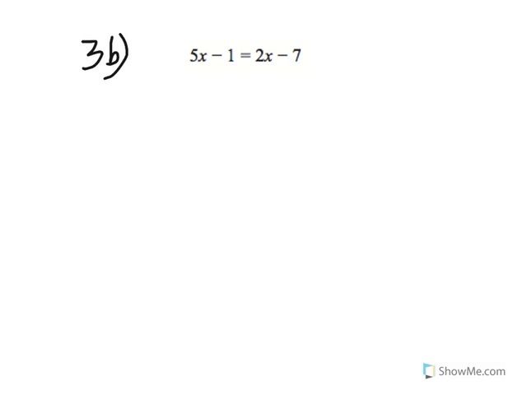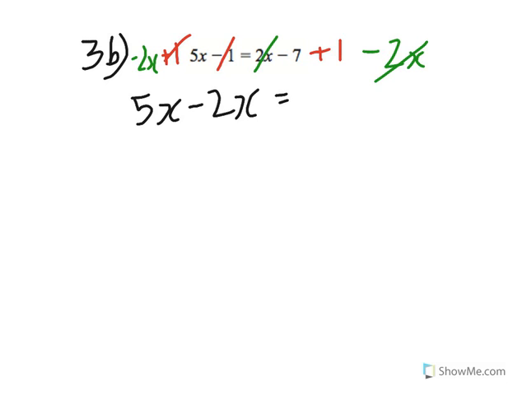Okay, question 3b, again, very simple question. They're just asking you to solve this, and it's just basic algebra. So all we want to do is get the x's on one side and the numbers on the other side. To get the numbers on one side, we're going to add 1 to both sides, so that this one and this one will cancel. And to get the x's on one side, we're going to subtract 2x on both sides. This 2x will cancel, and we have a negative 2x here. So what we're going to end up having is 5x minus 2x is equal to negative 7 plus 1.